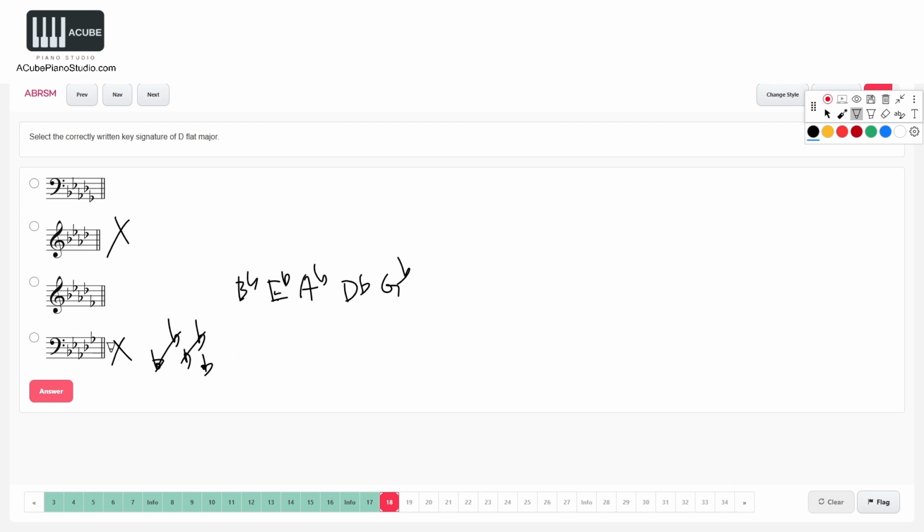So this is out. We are left with these two. Let's check: B flat, E flat, A flat, D flat, G flat. This is correct. B flat, E flat, A flat, D flat, F flat. No. So this is out. So the answer is this one.